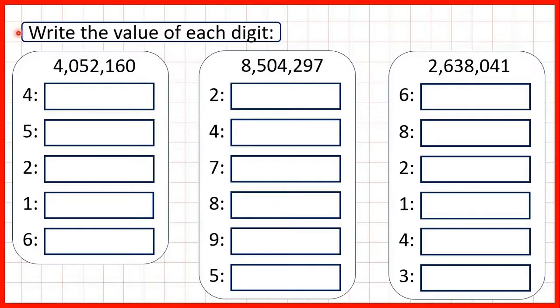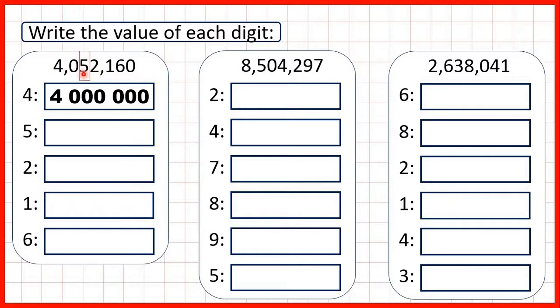Now we need to write the value of each digit. So first we have the number 4,052,160. The 4 is in our millions place value, so stands for 4 million. That's 4 with 6 zeros on the end, because notice in our number, after the 4, we have 1, 2, 3, 4, 5, 6 zeros.